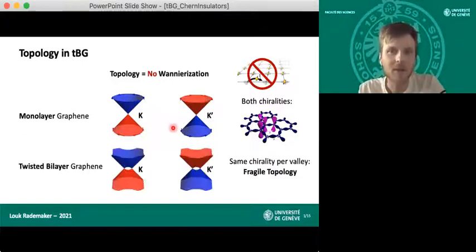In twisted bilayer graphene, however, the two cones of the two layers close to each other hybridize. So within one valley, there are actually two cones with the same chirality. That means if you look at the flat bands in one valley, you cannot Wannierize them. You cannot make a hopping model with localized orbitals and short-range couplings just for one valley. So these flat bands are topological. Not that they carry a Chern number, but this is a new phenomenon which is dubbed fragile topology.